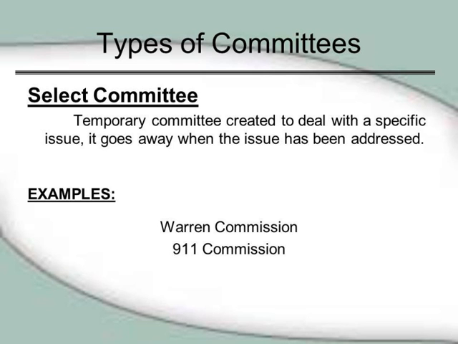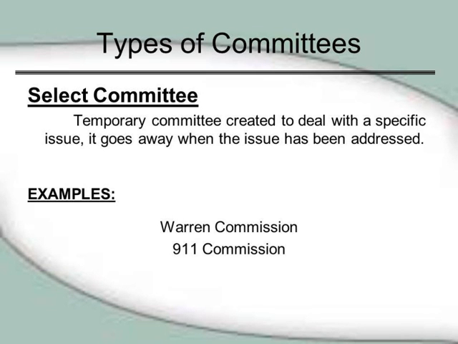Probably the most famous select committees that we've heard of would be examples of joint select committees. The Warren Commission was actually a select committee of members of the House and members of the Senate that worked on the assassination of President Kennedy. Another example of a select committee was the 9/11 Commission. Again, this was a committee that was made up of both members of the House and the Senate, and they studied what happened on 9/11 when the Twin Towers were attacked.